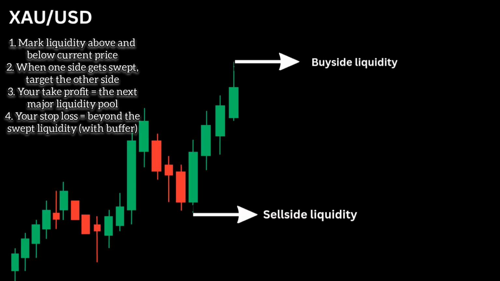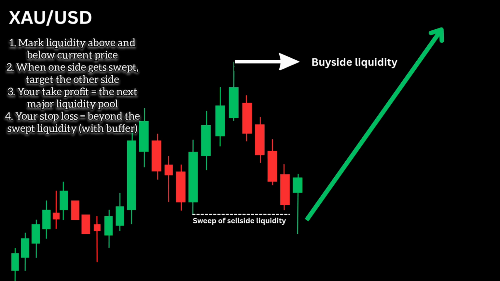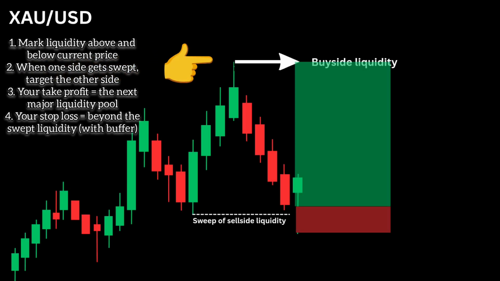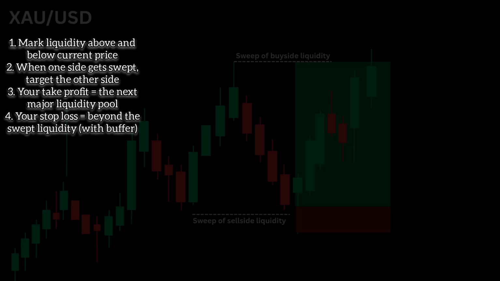Trading plan. 1. Mark liquidity above and below current price. 2. When one side gets swept, target the other side. 3. Your take profit equals the next major liquidity pool. 4. Your stop loss equals beyond the swept liquidity with buffer.